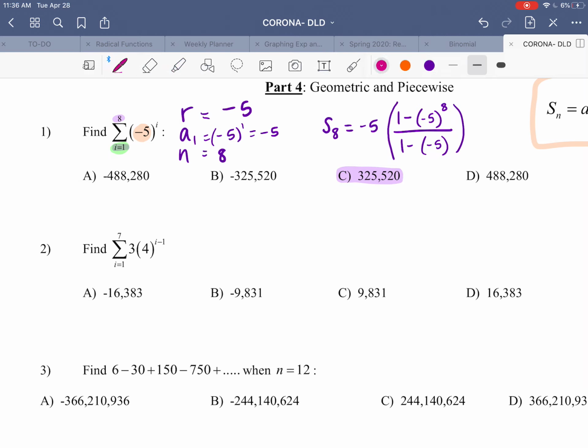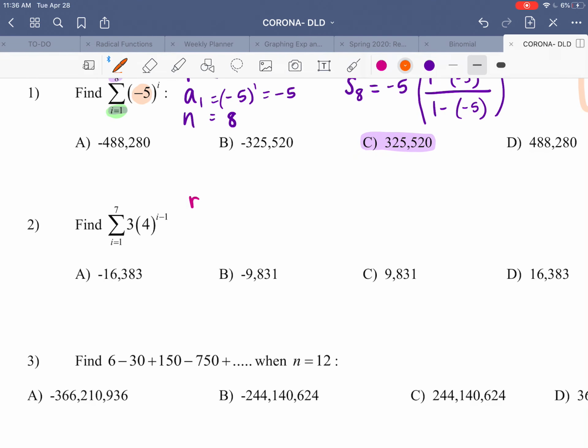Similarly, we need to find the sum. So we want to find our R, our A, and our N. So in this case, we know that R is going to be whatever's in these parentheses here. So R is going to equal 4. A sub 1, we need to plug in this value up here. So we're going to have 3 times 4 to the 1 minus 1, which means 1 minus 1 is 0, obviously. 4 to the 0th, anything to the 0th power is 1. So we're going to have 3 times 1, which is just 3.